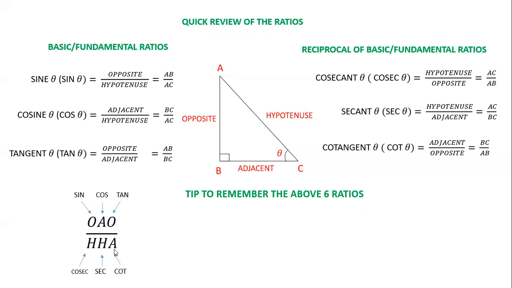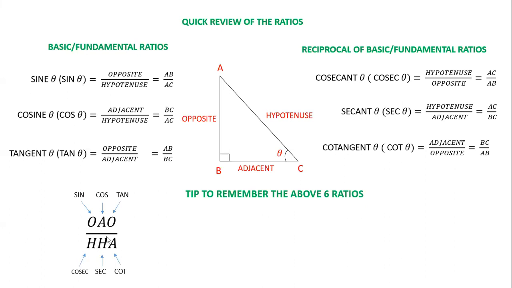OAO upon HHE. From top to bottom, this is sine: opposite upon hypotenuse. From the middle, adjacent upon hypotenuse is cos. The last one, opposite upon adjacent, is tan. So when you come top to bottom, it is sine, cos, tan, the basic ratios. And from bottom to top, H upon O is cosec, H upon A is sec, and cot is A upon O. So this is how you remember.